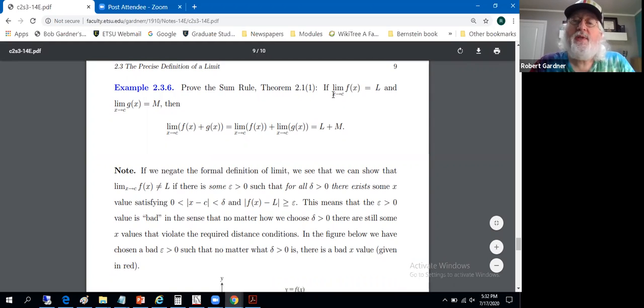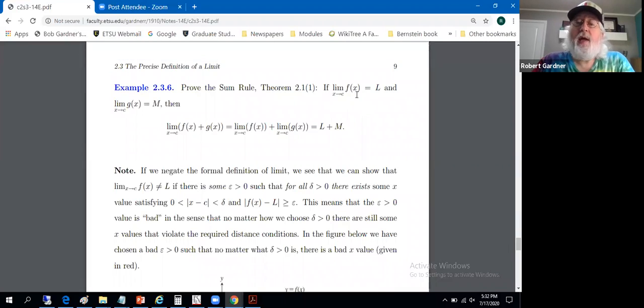Okay, so we're told that the limit as x approaches c of f of x equals L, and we're told the limit as x approaches c of g of x equals M. That means f is defined on an open interval containing c, except possibly at c itself. It means g is defined on an open interval containing c, except possibly c itself. It means for all little positive numbers, I can choose a little delta such that I can make f of x close to L. And similarly for the g function. So that's the hypotheses we have.